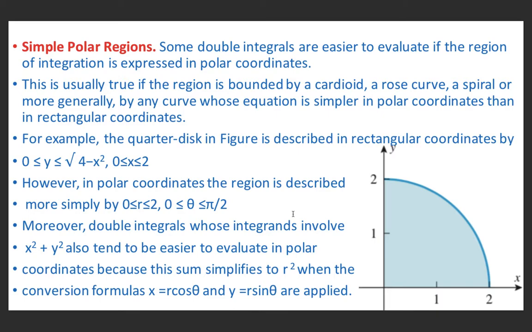Similarly, the double integrals whose integrand involves x squared plus y squared also tend to be easier to evaluate in polar coordinates, because if we substitute x equal to r cos theta and y equal to r sin theta, then it means r squared cos squared theta plus r squared sin squared theta. If you take r squared common, it is cos squared theta plus sin squared theta. So this sum x squared plus y squared simplifies to r squared.